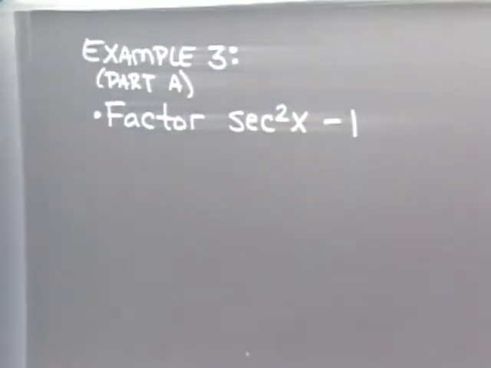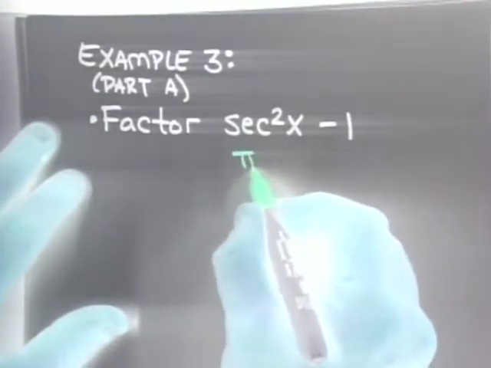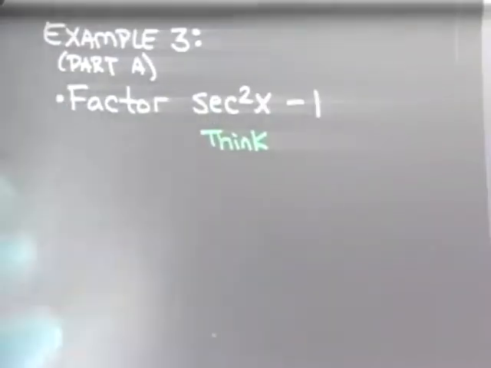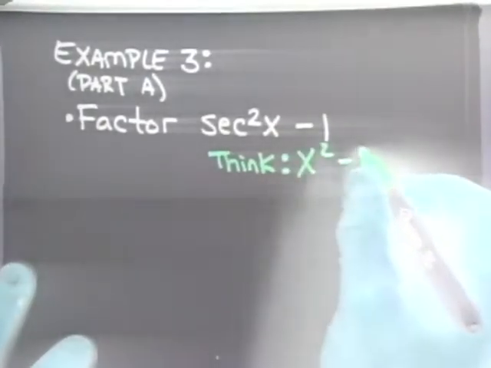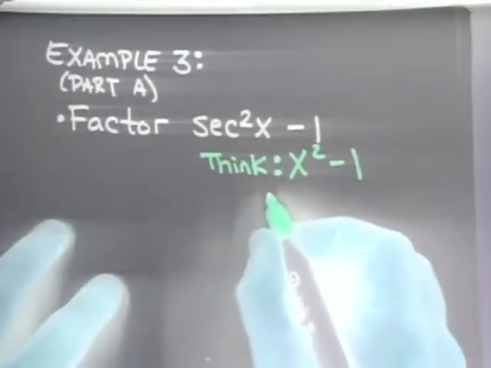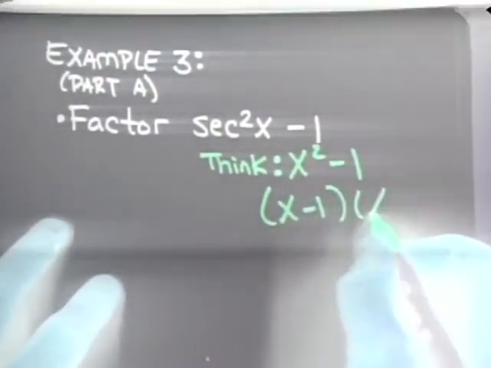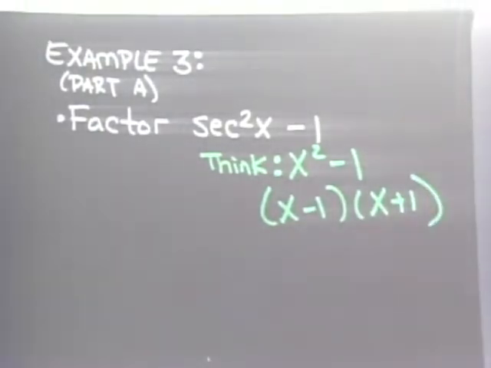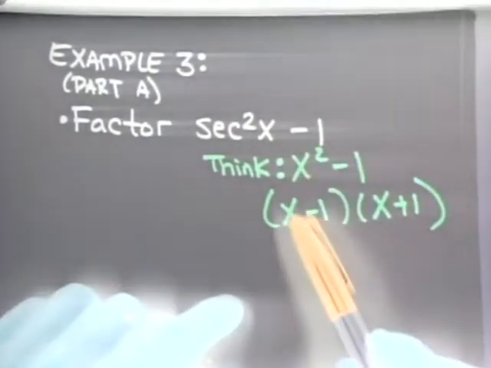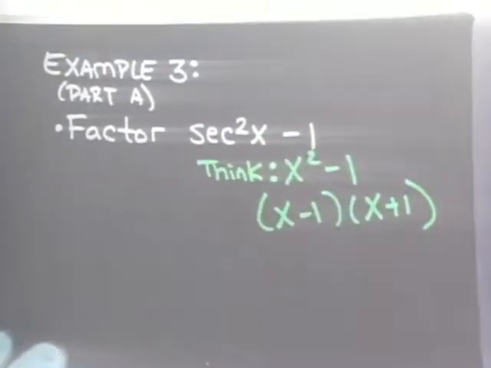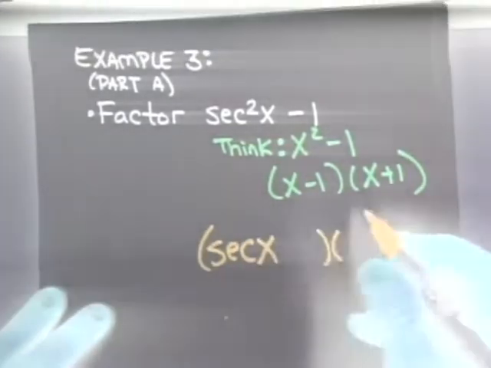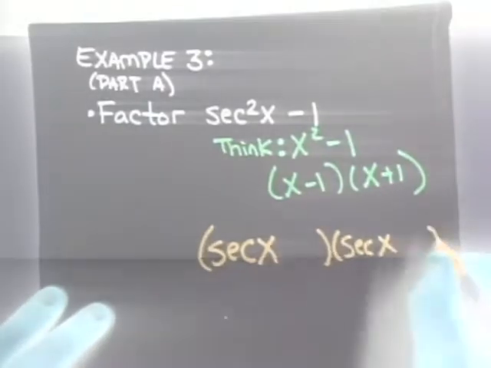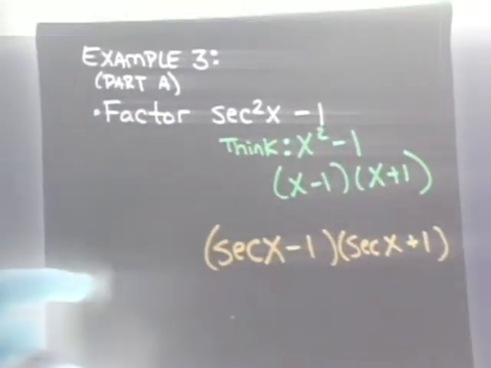So the way that you factor this, actually, let's think of it like this. We're not used to factoring trig stuff. So what I want you to do, instead of thinking of it as secant squared x, think of it as just like x squared minus 1. Okay, that's a difference of squares, and that would factor like this. x minus 1 and x plus 1. It's the same concept, except for instead of x squared turning into x and x, secant squared is going to turn into secant and secant. And then you just have your minus 1 and plus 1. So your secant x minus 1 and your secant x plus 1.